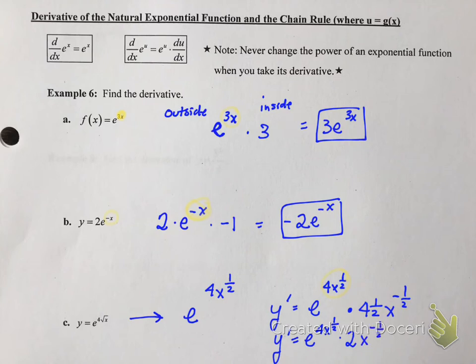So I'm going to write this up a little bit better. This is going to be 2 e raised to the 4 square root of x all over the square root of x. Okay? So that's the best I can do with that.